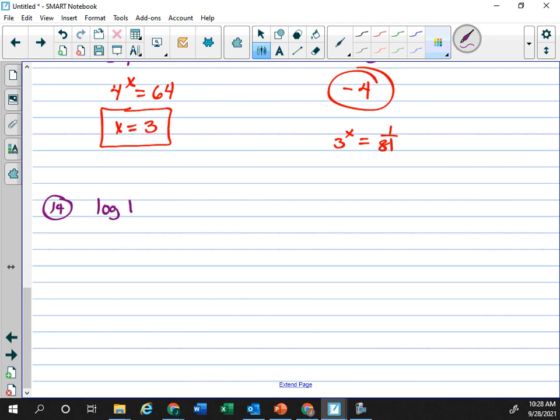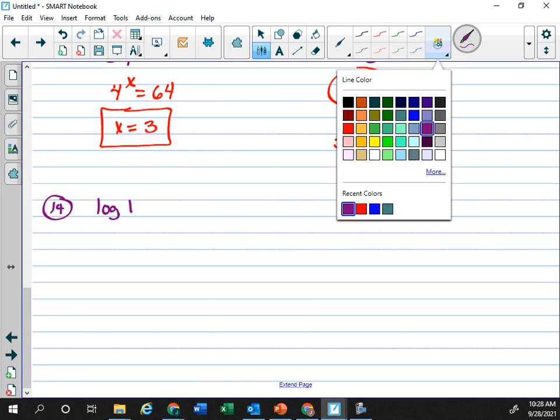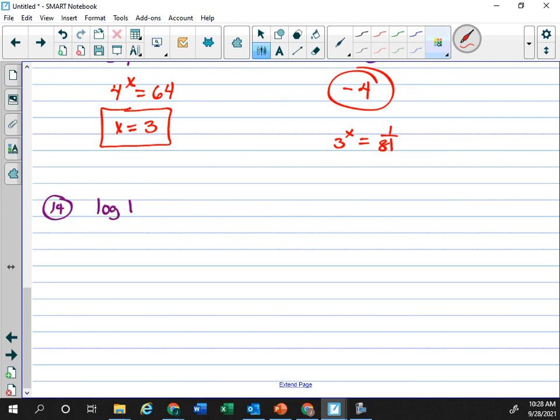This one's gotta become automatic for you, but sometimes you get stuck on it. I hear a vote for 0. What do you guys think? Yeah, if you actually set up the exponential, 10 to what power is 1? 10 to the 0 power is 1. So if you see log of 1, you just go, oh, okay, that's 0.